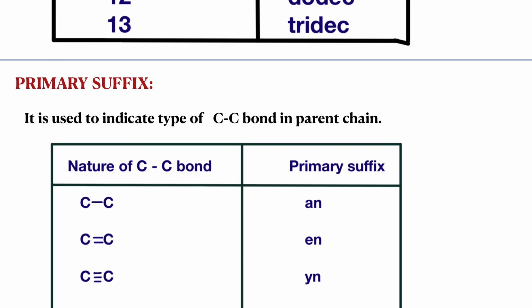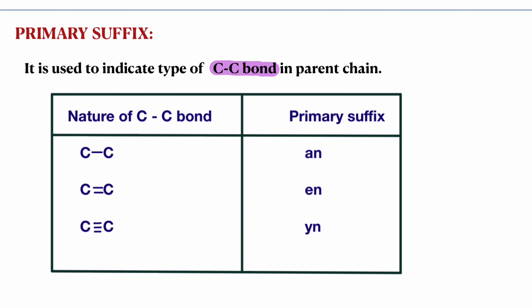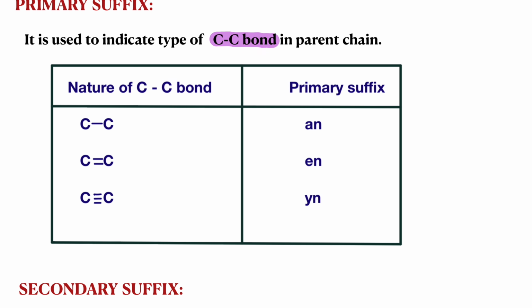In any organic compound, in order to indicate the C-C bond in the parent chain, in the longest chain, what is the possible C-C bond? Whether it is a C-C single bond or C-C double bond or C-C triple bond. If it is a C-C single bond, then the primary suffix is AN. C-C double bond, the primary suffix is EN. In case of a C-C triple bond, the primary suffix is YN. So this is about a primary suffix.